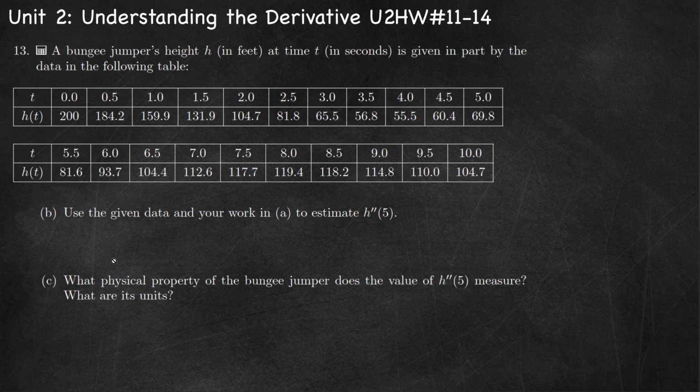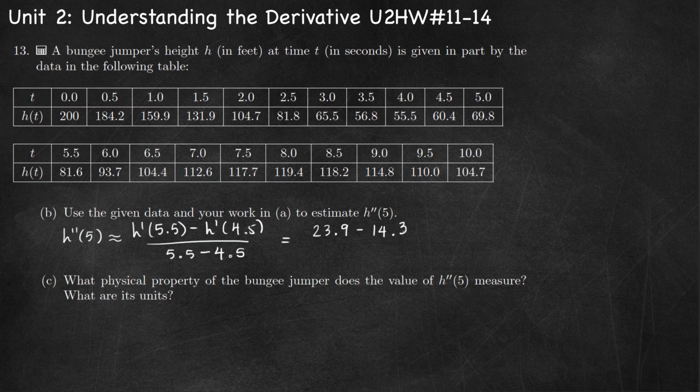Part B, use the given data and your work from Part A to estimate h double prime of 5. H double prime of 5, so h prime of 5.5 minus h prime of 4.5 over 5.5 minus 4.5. So the h prime of 5.5, we estimated that in Part A, 23.9. Minus the h prime of 4.5, we estimated as 14.3, and then over 5.5 minus 4.5 is 1, so now that's giving us 9.6, and in the numerator, our h prime units were feet per second, and in the denominator we have seconds, so this is feet per second, or we can say feet per second squared.